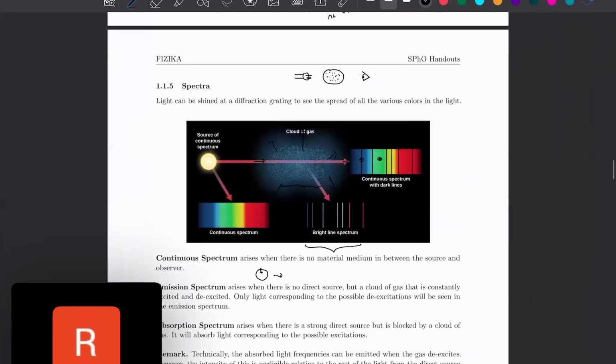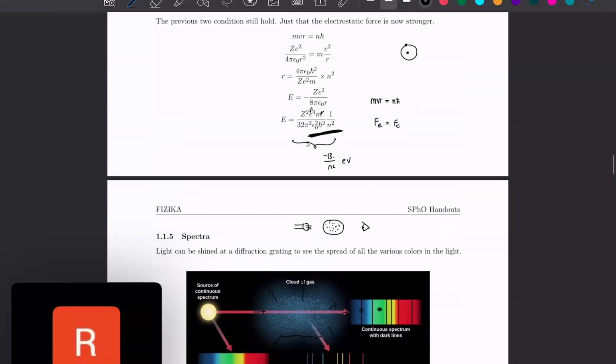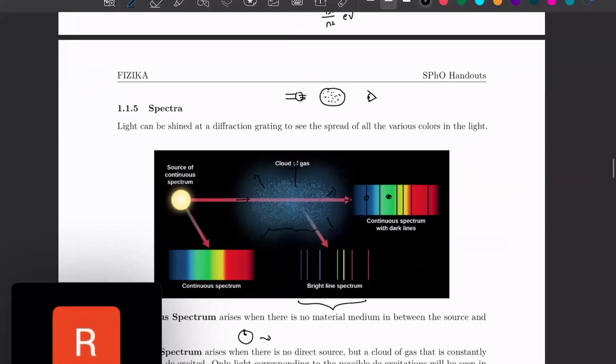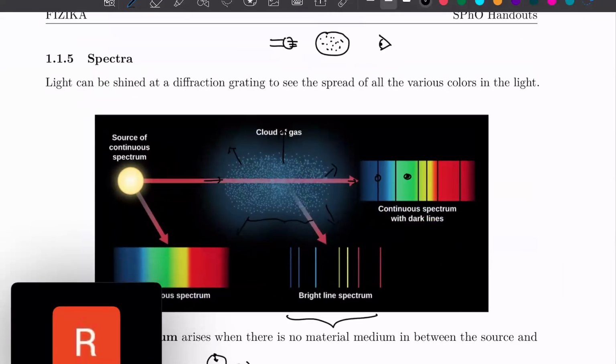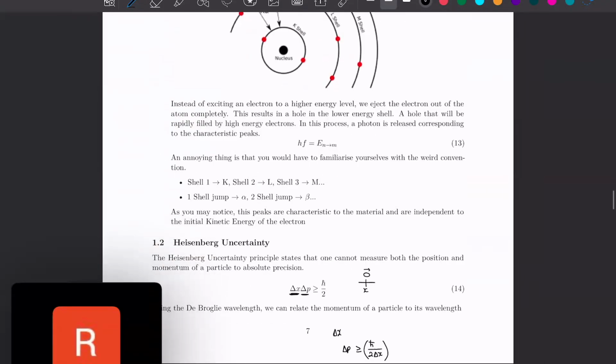Then the spectrums, you pretty much just know. It's pretty much common sense, right? Because you can just do a thought experiment and then you can get all this stuff. So should be eight. Okay.